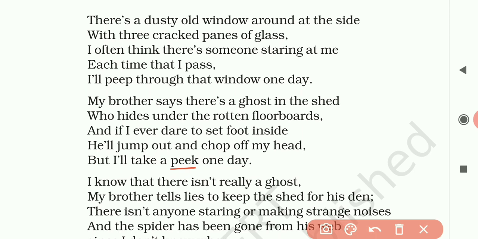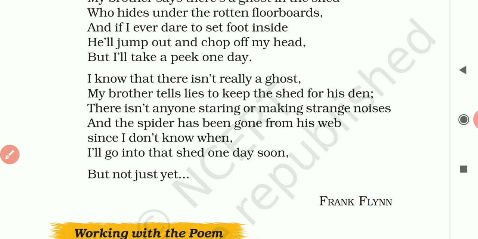Okay. Now let us come to the last stanza. I know that there is not really a ghost. Yes, I think our poet is very smart. The little poet is quite smart, and that's why he does not believe the ghost theory given by his elder brother. वो इसलिए believe नहीं करता. He does not believe it. वो उनके ऊपर भरोसा नहीं है. He doesn't believe that there are ghosts in that particular room also.